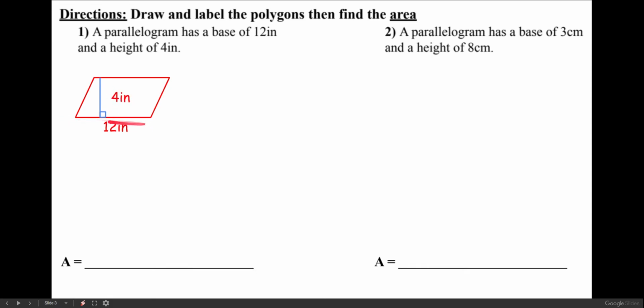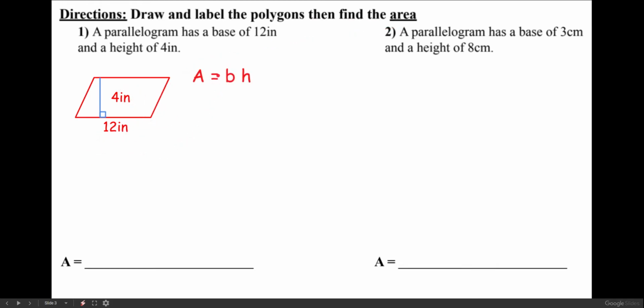Like I said, it doesn't have to be in scale. Clearly this is not 3 times bigger than that or 3 times longer, but it doesn't matter. It's just a drawing. It's just a reference for us. So we need to draw and label the polygon. I labeled it by putting the numbers in there. And now I need to find the area.